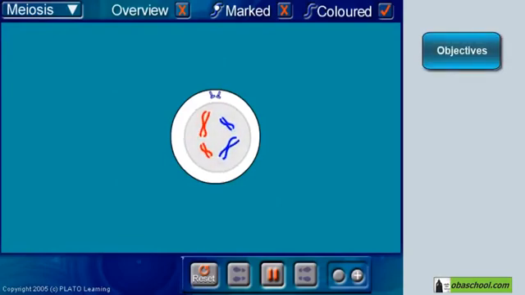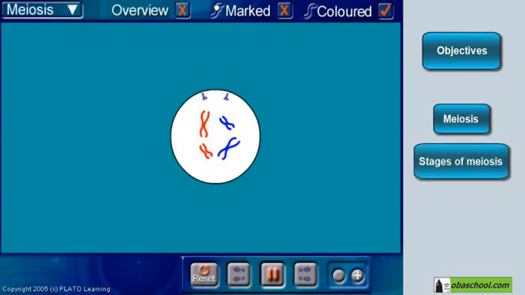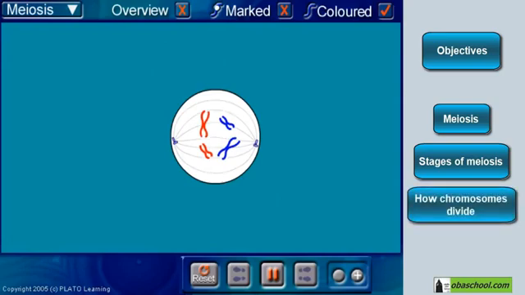We are going to look at meiosis. We're going to have an overview on the different stages of meiosis, and we're going to track the chromosomal number and how chromosomes are dividing to give us the daughter cells.